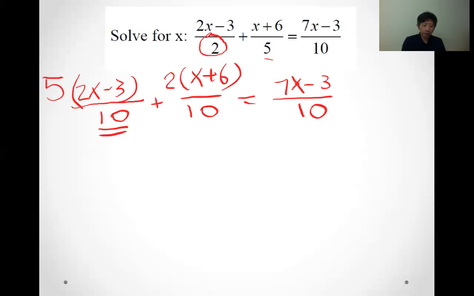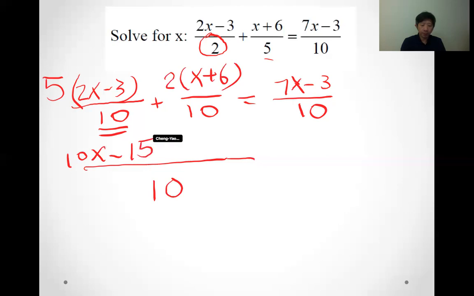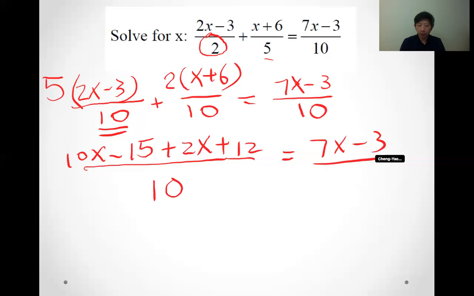Common denominator. So I want to simplify this and organize it a little bit. Now we have 5 times 2, which is 10x, minus 15, plus 2x, plus 2 times 6, 12, which is 7x minus 3 over 10, right? Again, I simplify again. So 10x plus 2x, which is 12x, all right, 12x.